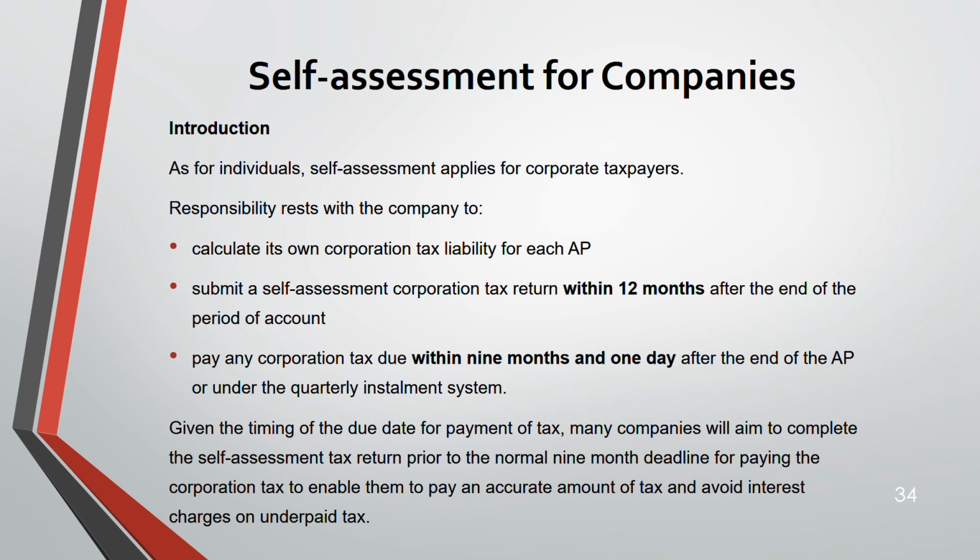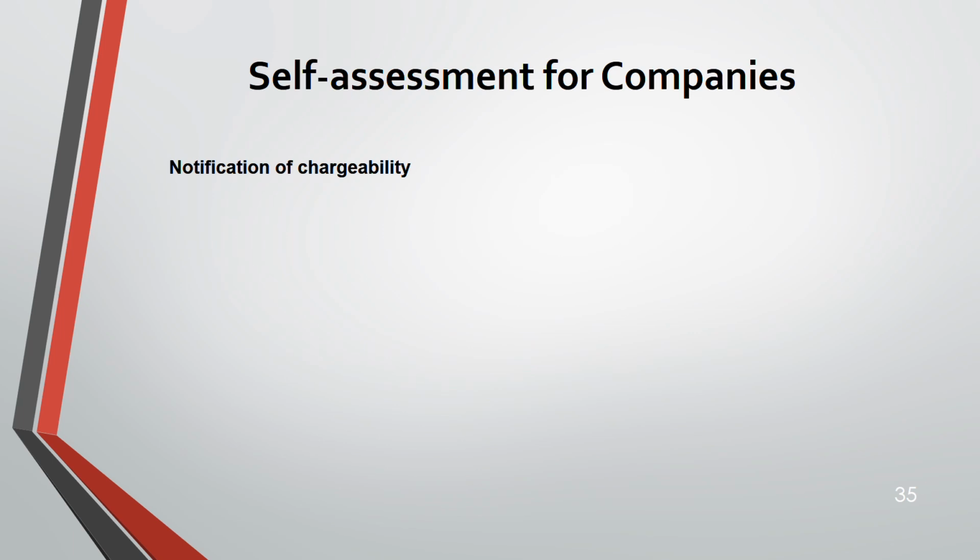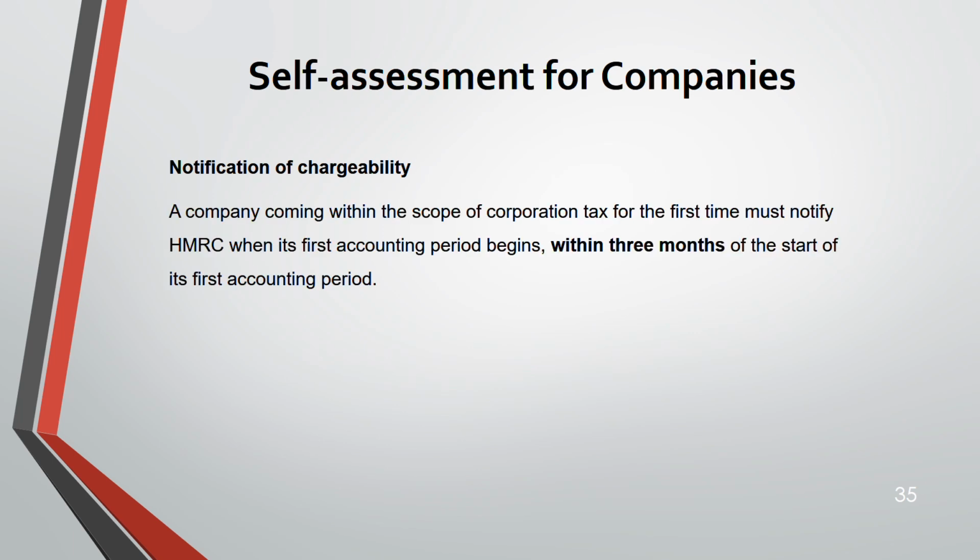Okay, they will do this self-assessment tax return before that 9-month and 1 day deadline, so that they pay accurate tax. They can avoid interest on underpaid tax. Now, you have to notify of the chargeability within 3 months from the first accounting period. That means the first time you are charged to corporation tax, you have to notify that you are chargeable to it, and the time is within 3 months.